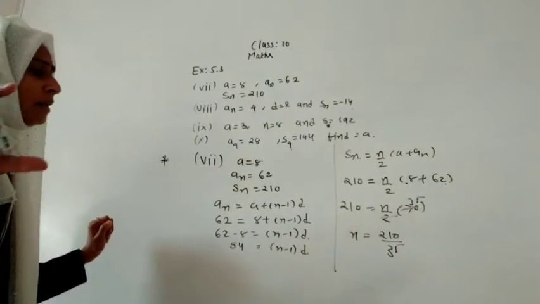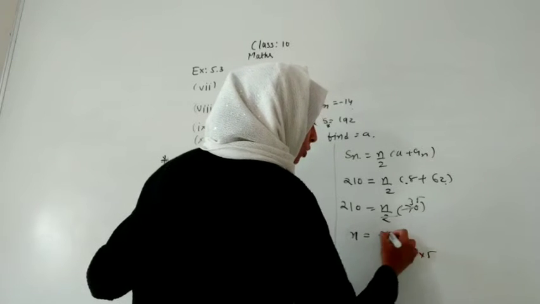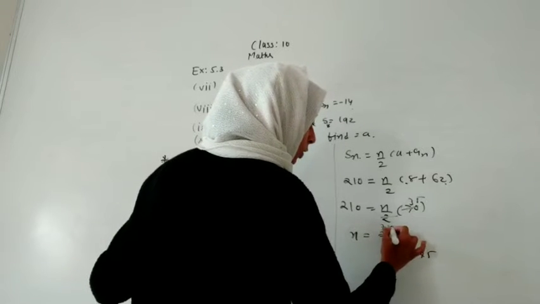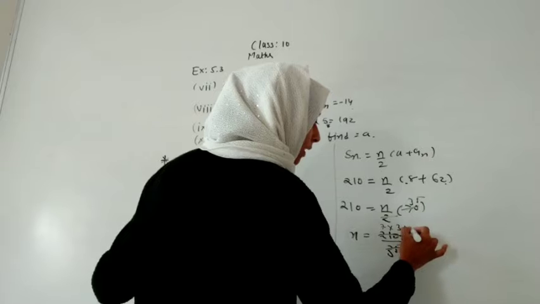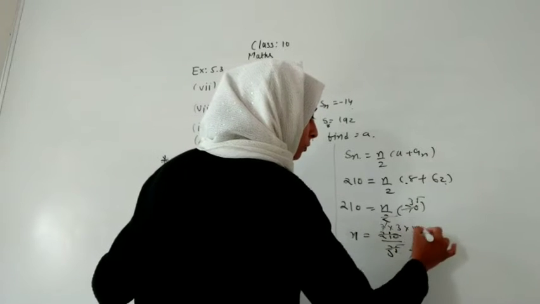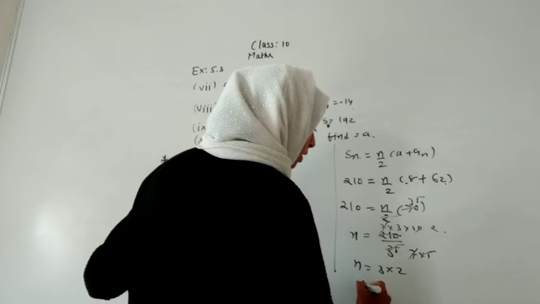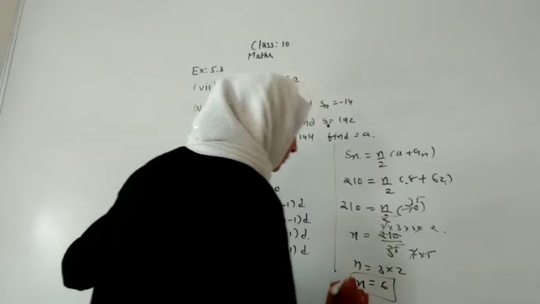Let us solve it. Here we try to solve. 7 fives are 35, 7 threes are 21 and that 0. So 7 we will reduce and this will make 5 twos are 10. So n we got as 3 into 2. So n we got as 6.